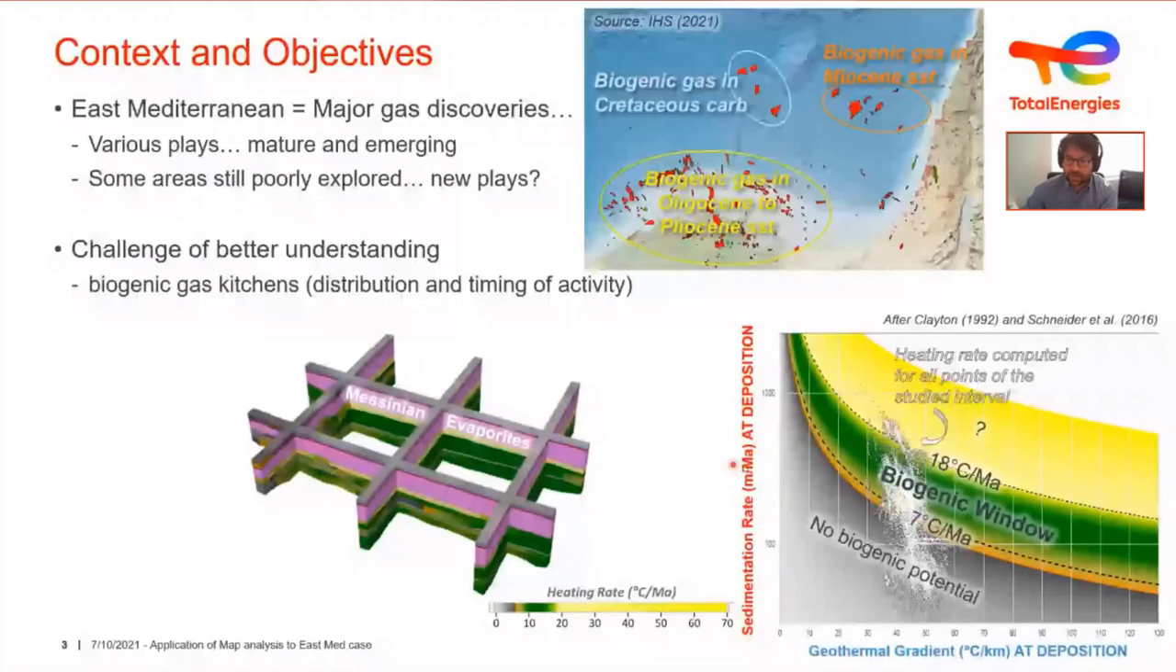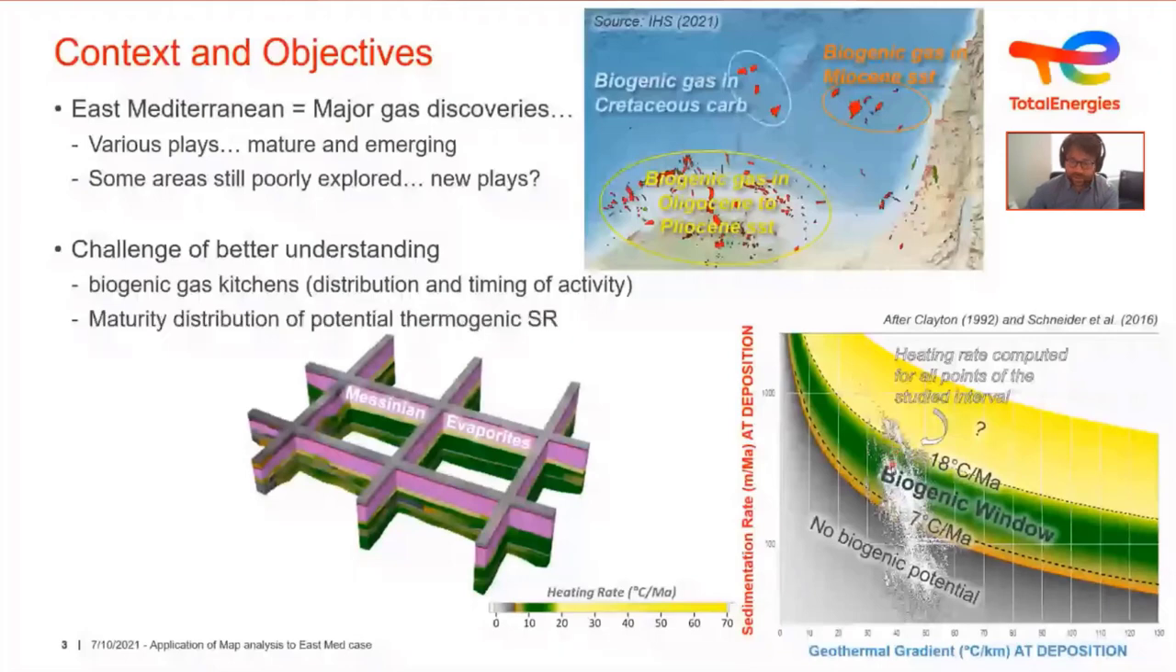Here you have an extraction of the heating rates computed in the model we are using, and you see that it's widely distributed from this no-potential area to the biogenic window, and some points are as well on top of that. So the question is, in that case, how can we move from this area to this, or downward or even upward?